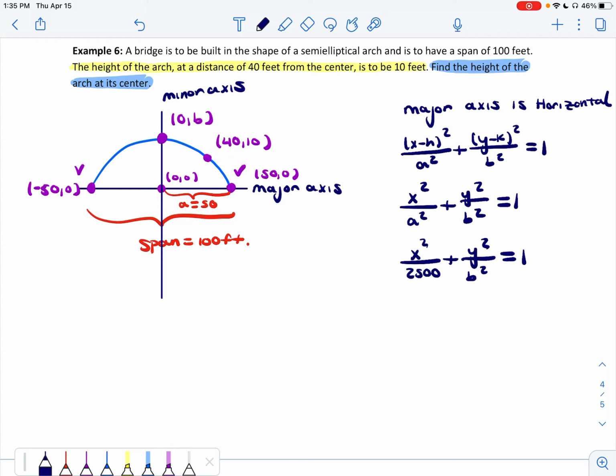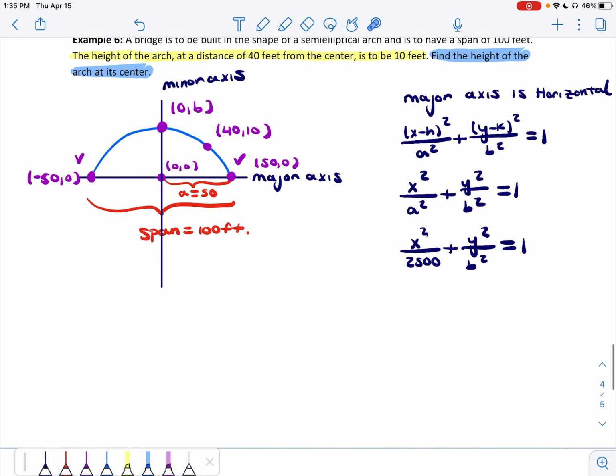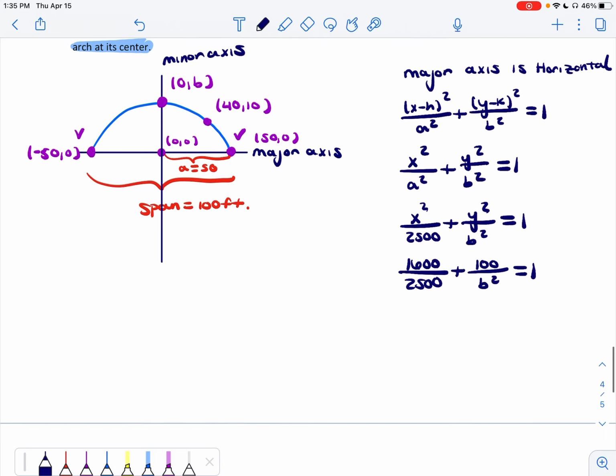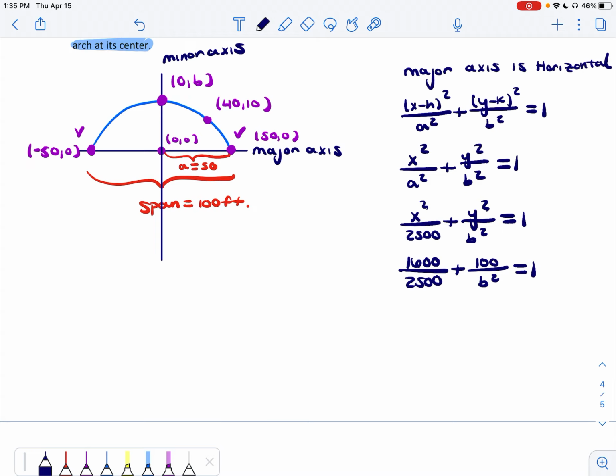So remember, our goal here is to figure out the height of our bridge, which means we're trying to solve for b. Okay, well, that is where this point comes in at (40, 10). So if we plug this in for our x and y, then we'll be able to solve for b. So if we plug that in, 40 squared is 1,600 over 2,500 plus 10 squared is 100 over b squared is equal to 1. Okay, so now we're just trying to solve for b.